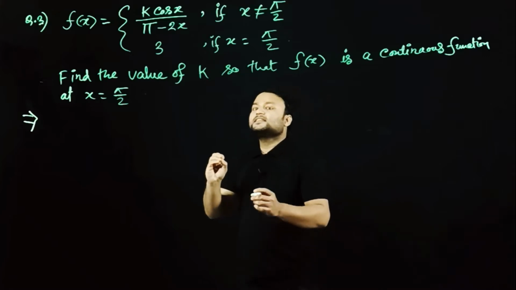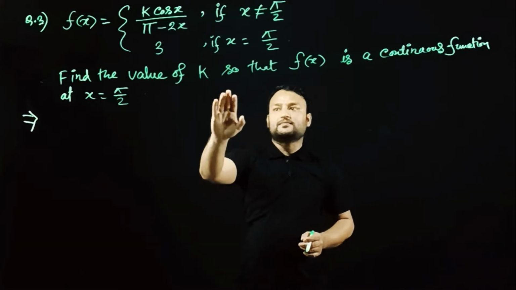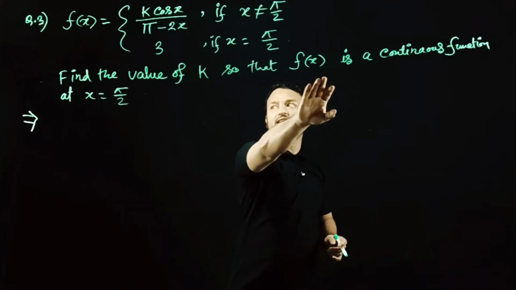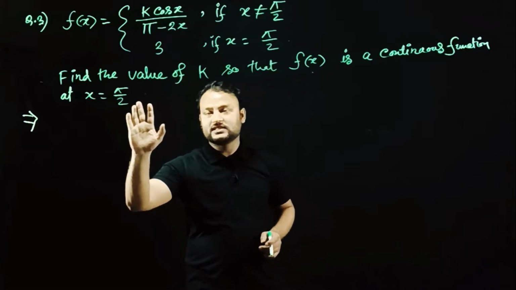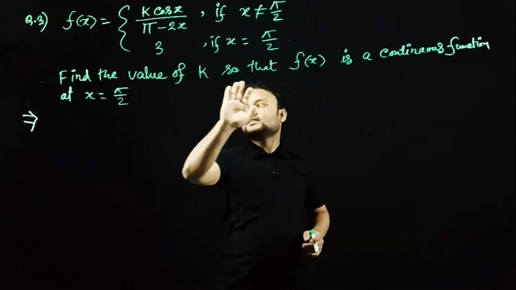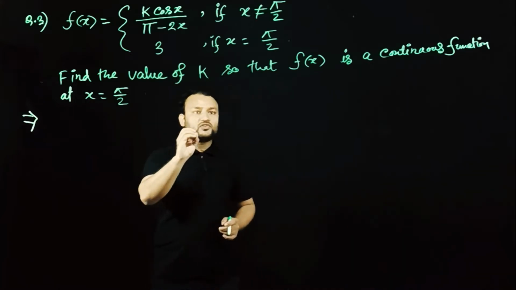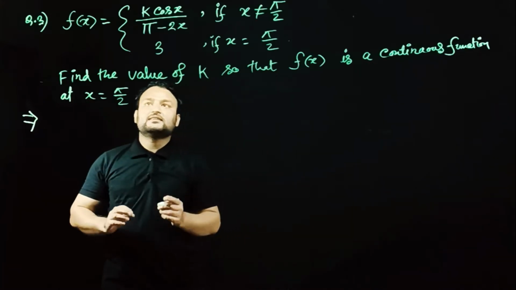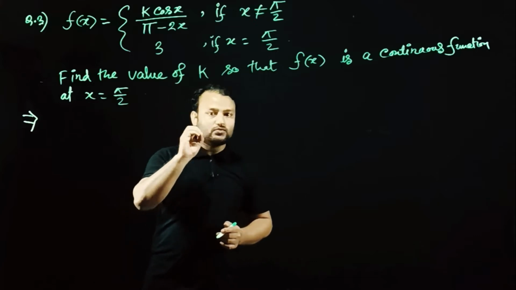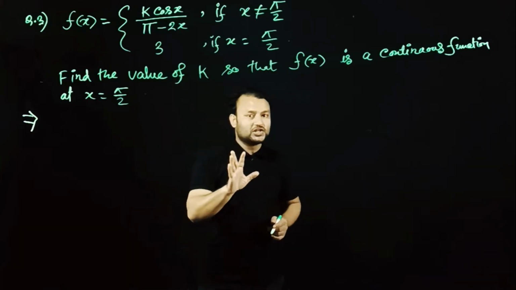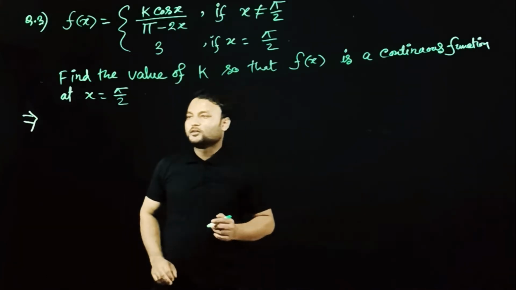Our target is finding the value of the constant term k when the function f of x, given in our question, is continuous at x equal to pi by 2. That is the target point. Let's start from the given conditions in the question.